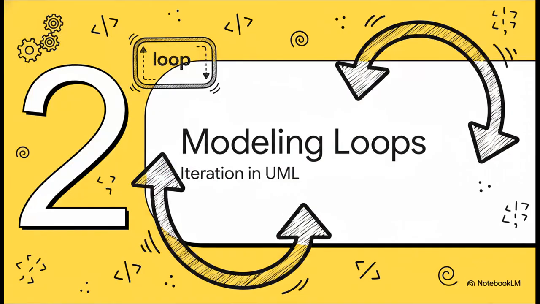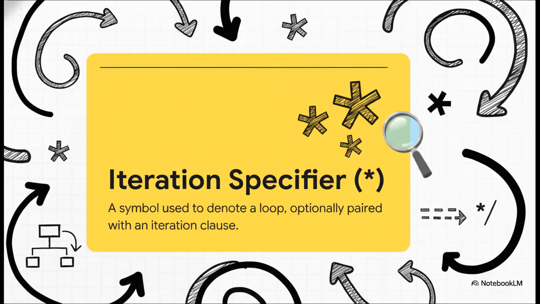Moving right along to Section 2, Iteration, or modeling loops. So in the language of UML, showing iteration, or a loop, is actually incredibly simple. You just use an asterisk. We call this the iteration specifier. It basically taps the developer on the shoulder and says, hey, this specific action happens multiple times. And what's really interesting here is that there's no super strict, rigid syntax for the clause that comes after it. You can totally use actual code or just pseudocode.